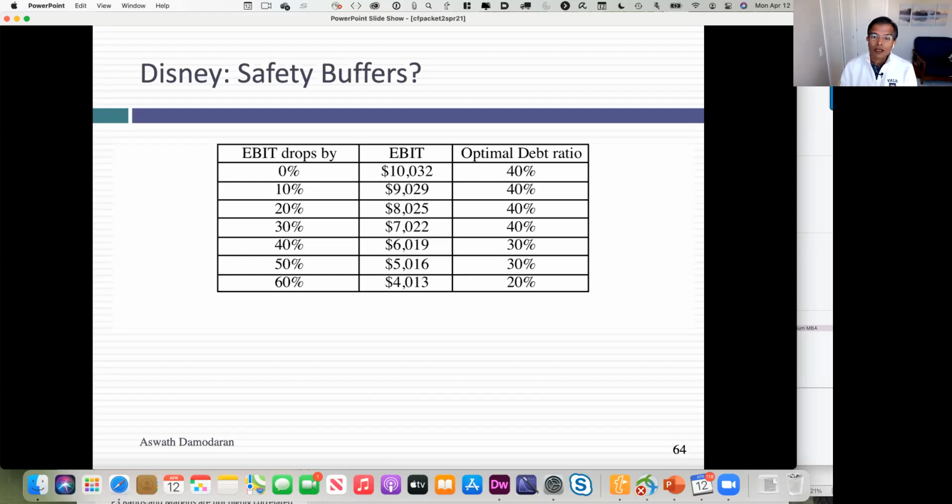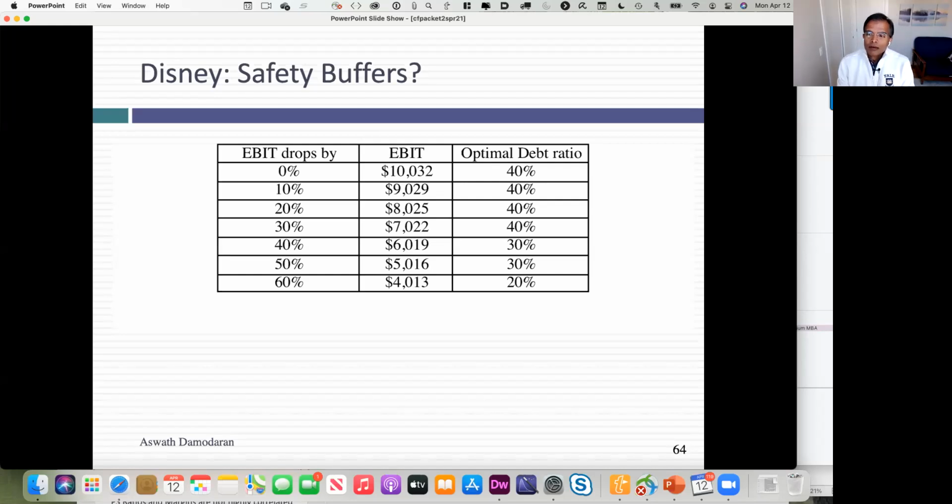That's not the case with every company you look at. For some companies, small changes in your operating income can cause your optimal to kind of implode on you, which means you have to be much more cautious at these companies about pushing the company towards its optimal debt ratio. So my optimal debt ratio is 40%. It seems pretty robust to big changes in the operating income.